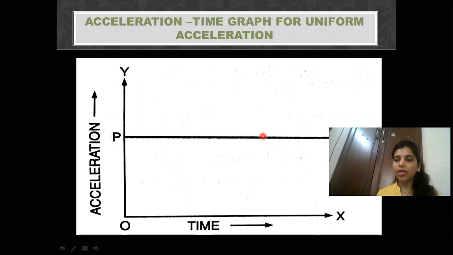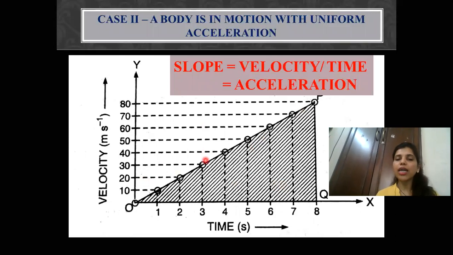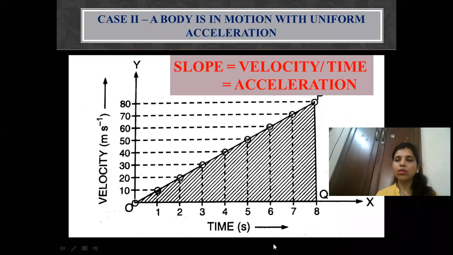So I hope children till here it's clear. Now we go back to this graph. Suppose I ask you to find the displacement from this velocity-time graph: what is the displacement of the body when the body is at a certain position at 5 seconds? I'm asking you here, in this case, that it is at a certain point at 5 seconds.